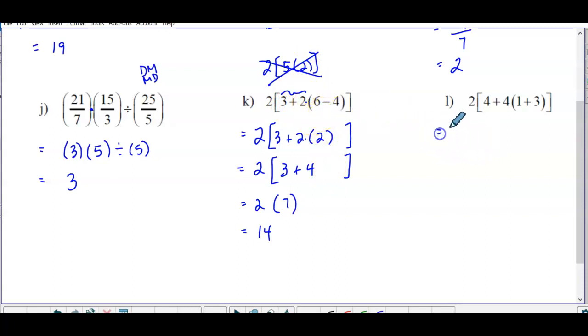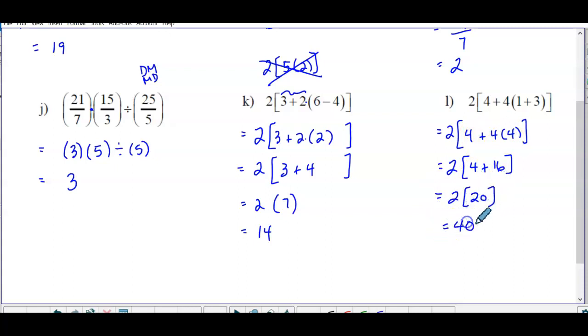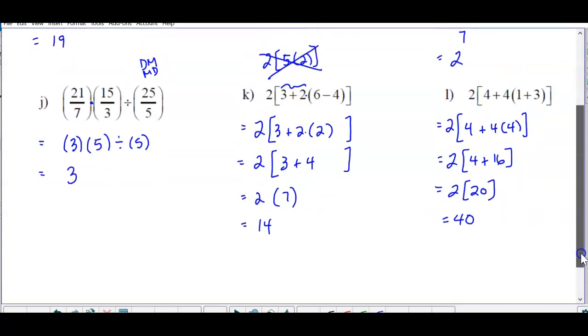So same thing in the next one. That's not going to be 8 times 4. It's going to be 4 plus 4 times 4. So do the inside brackets first. So you're working from the very inside brackets out. Then 2 times 4 plus 16. Again, it's not 8 times 4. And then 2 times 20, which is 40. Okay.